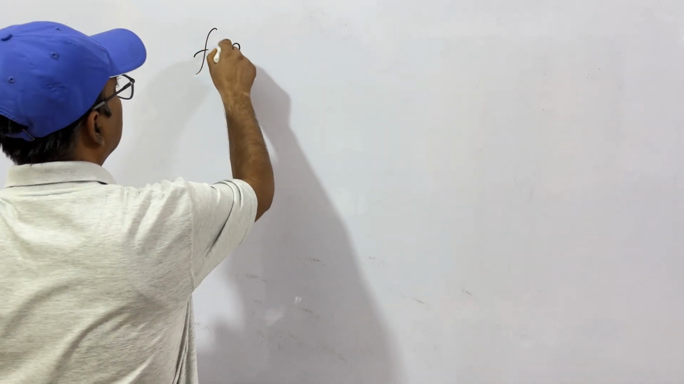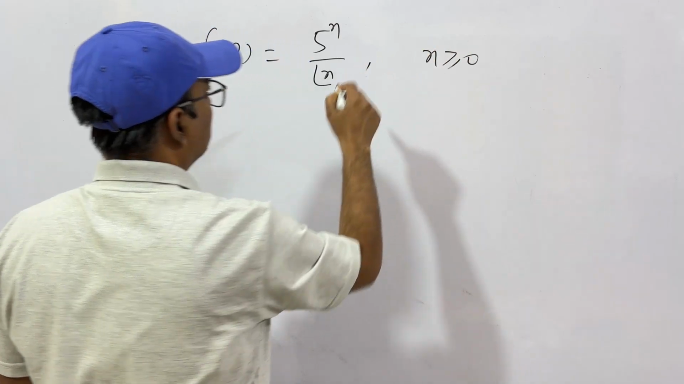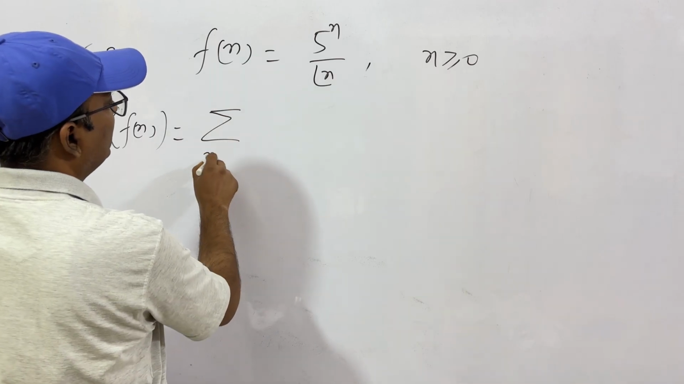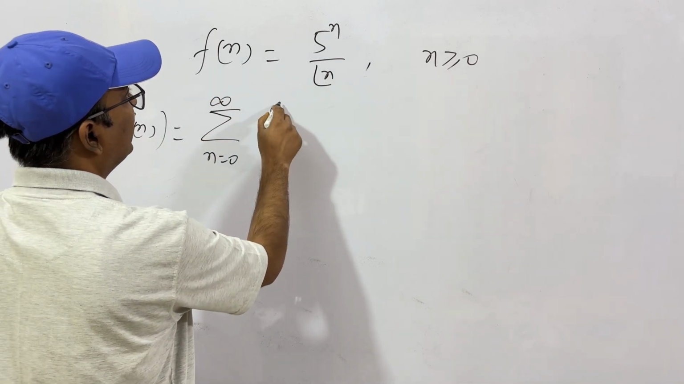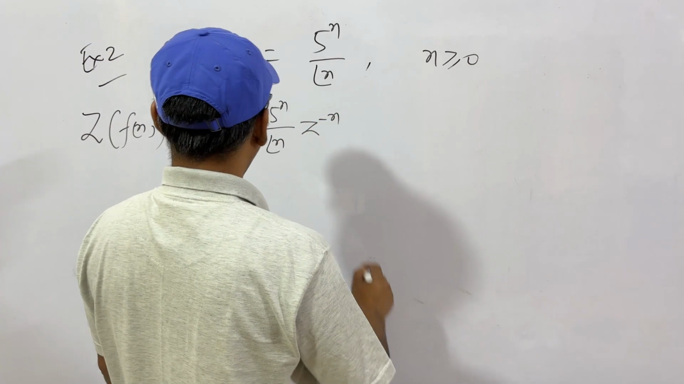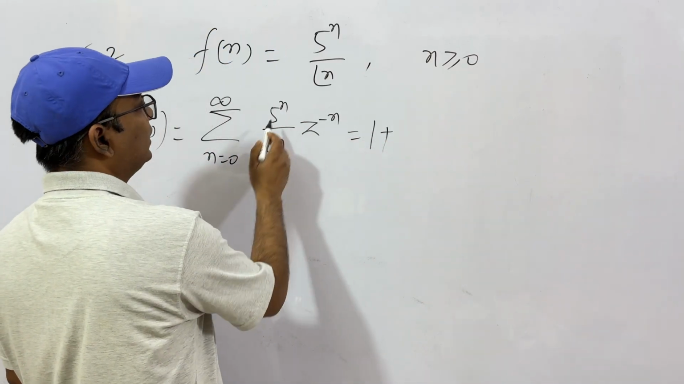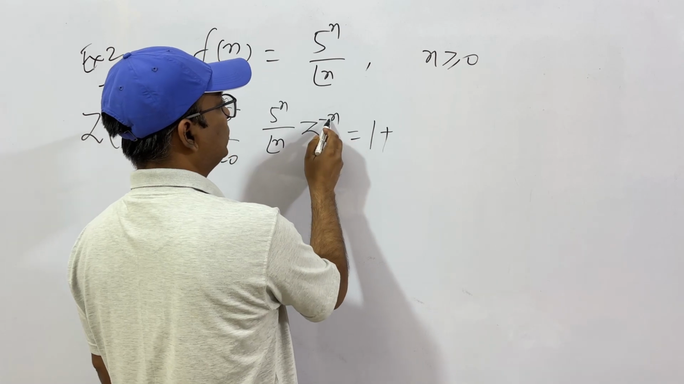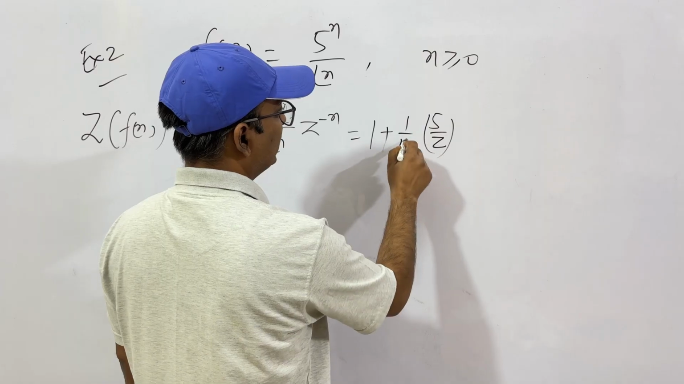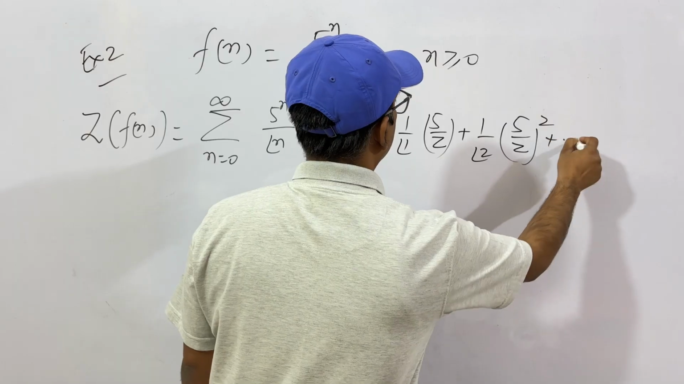Our second example is 5 to the power n by factorial n for n greater than equal to 0. This is our sequence. So z transform of this function will be the sum from n equal to 0 to infinity of 5 to the power n by factorial n z to the power minus n. When you put 0, this will be 1. When you put 1, it will be 5 by z, 1 by factorial 1. Then 1 by factorial 2, (5 by z) square, and so on.